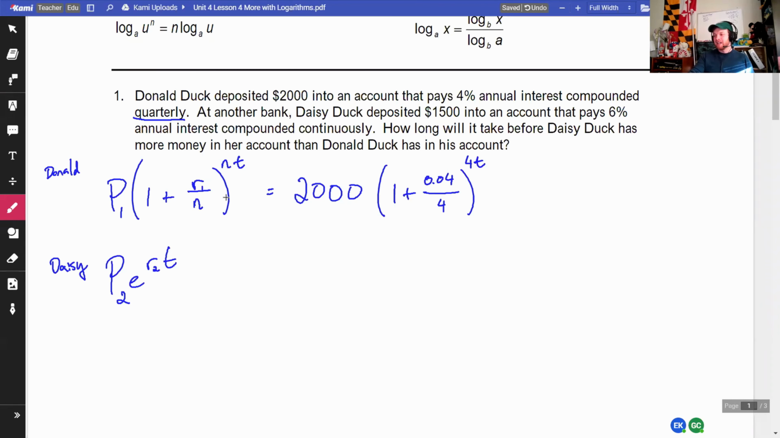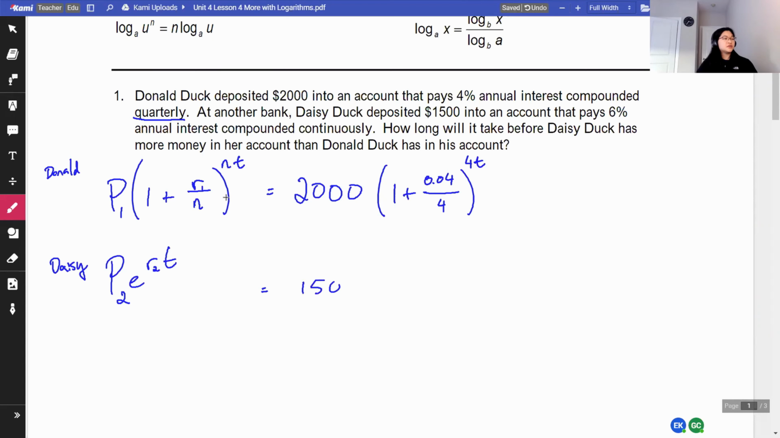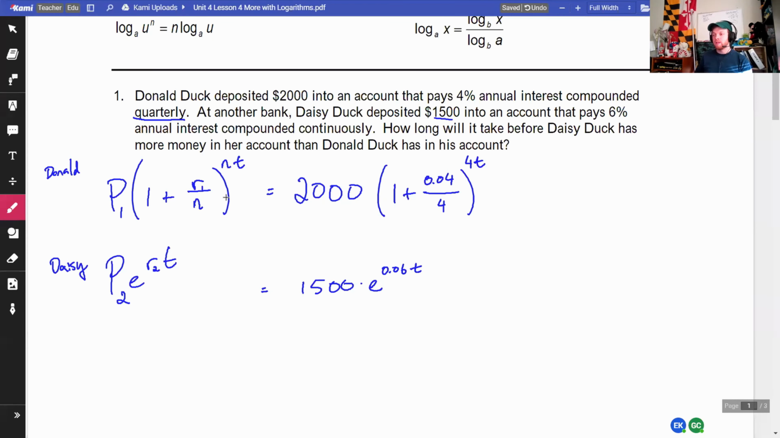How about Daisy's? Well, she has $1,500 as her principal amount. Since we're compounding continuously, we still use e. We don't have to do anything else with e. And the interest rate is 0.06 times t. Boom. The rate finds its way into the exponent of the continuous formula because of that beautiful number e. There is r embedded in there, and n. When n goes to infinity, the number goes to e.